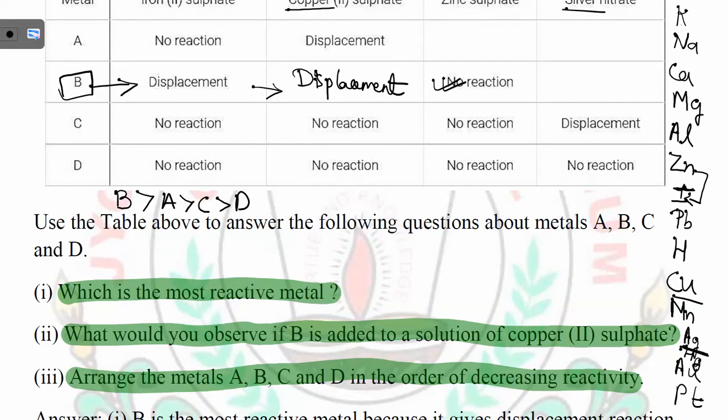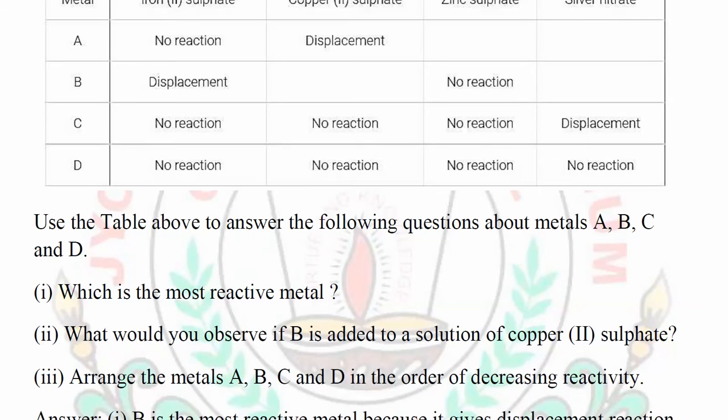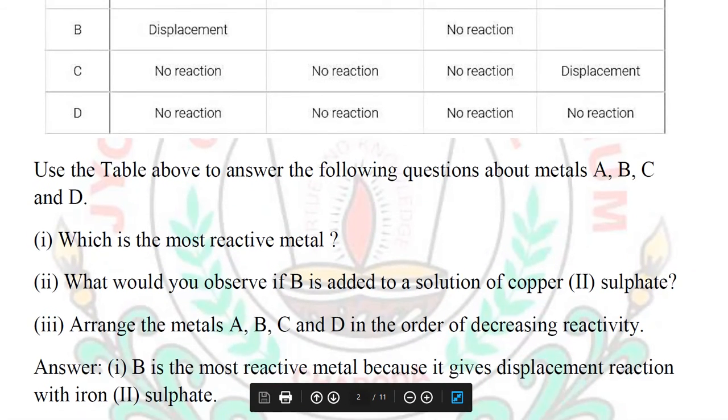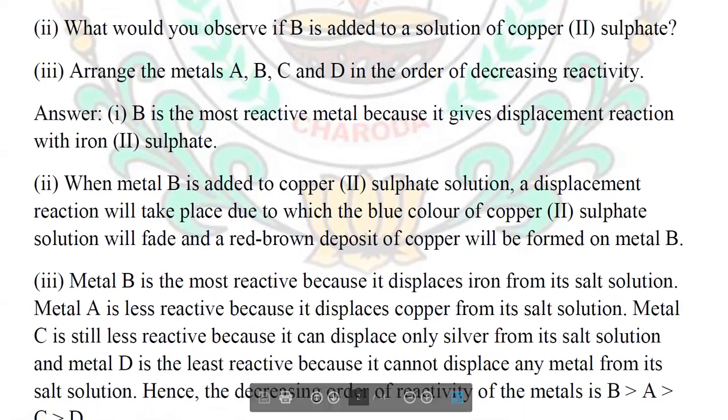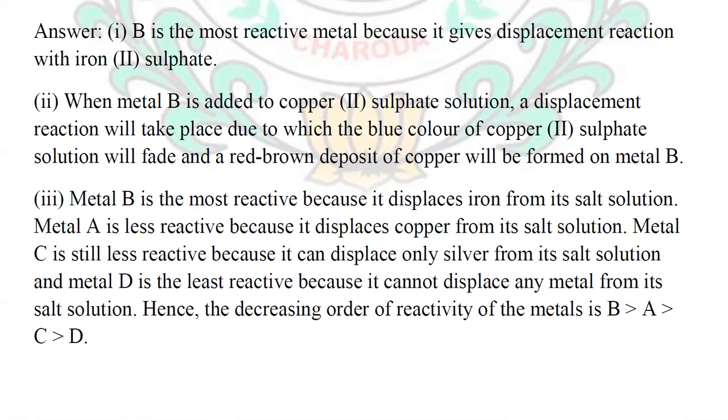So let's check the answer here. The answers are: first, B is the most reactive metal because it gives a displacement reaction with iron sulfate, which is the most reactive metal salt. Next, when B is added to copper sulfate, it will perform a displacement reaction, and we will see that the blue color of the copper sulfate solution disappears, and a red brown deposit of copper will be formed.